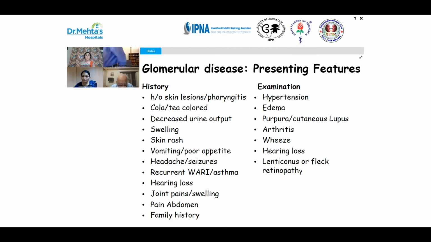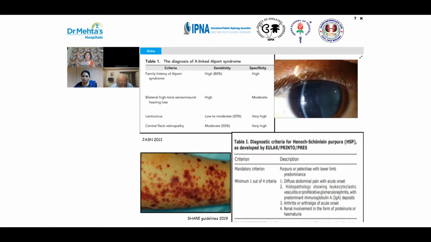We examine the child in toto, but especially look at hypertension and edema. The skin examination is very important. Then examination of the joints, chest examination for wheezes and crepitations, as there may be features of pulmonary edema, hearing loss, and examination of the eye for lenticonus or fleck retinopathy, which are characteristic features of Alport. So here we come to these two diseases where the clinical examination gives us a fair idea.